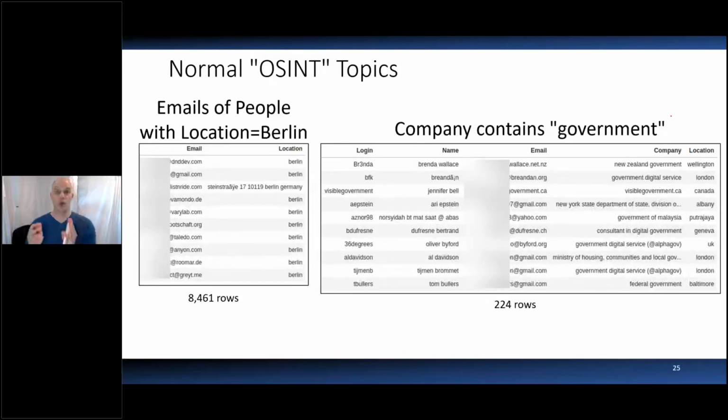224 rows had the word government in the company. And you can see it's everything from New Zealand government to, I think, we even have New York State government. We have other governments, as we'll see here. This is visible government. That's not even a real company. That's a URL or a website. So sometimes the analysis is not perfect.